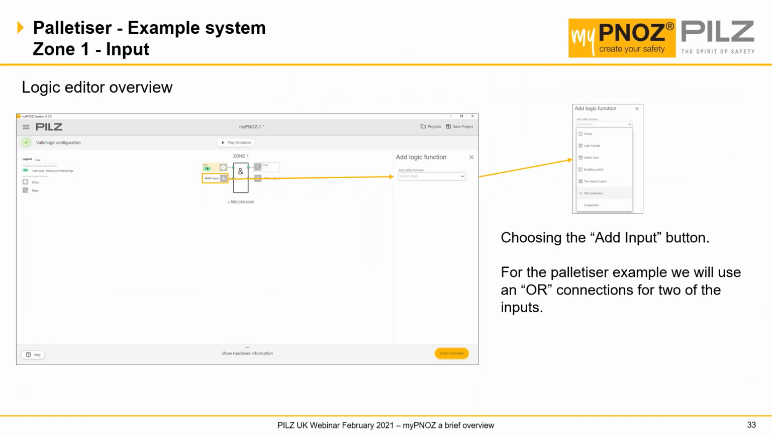On the left hand side of the window, you can see the devices that are actually in use. You have a green box, and not shown at the moment you will have a blue box. They will show whether the input is using test pulses or OSSD. Choosing the add input button, for the palletizer example, we will use the OR connection for 2 of the inputs.